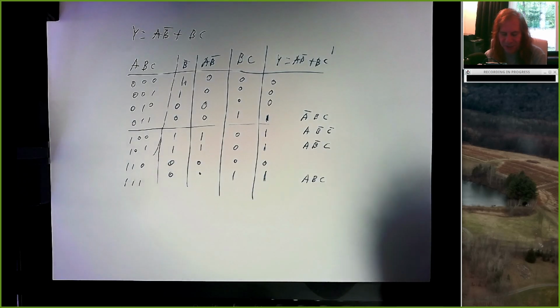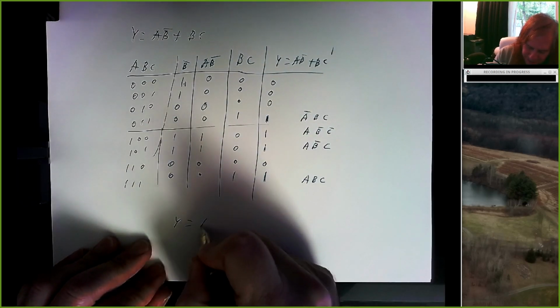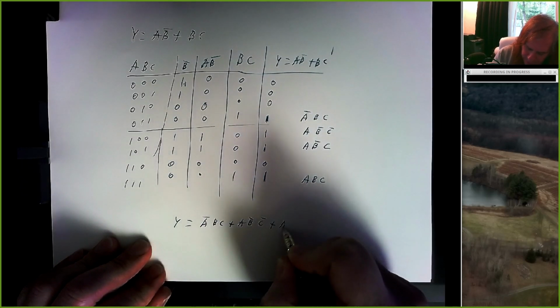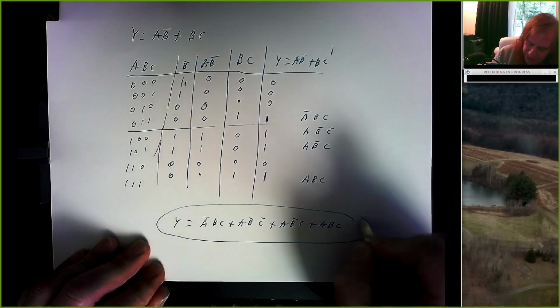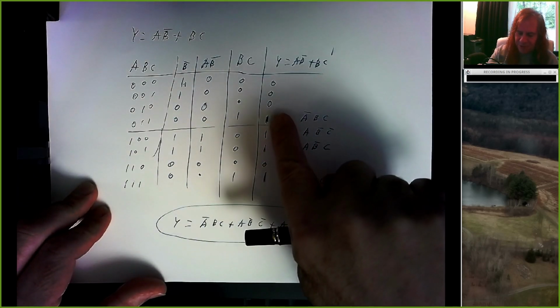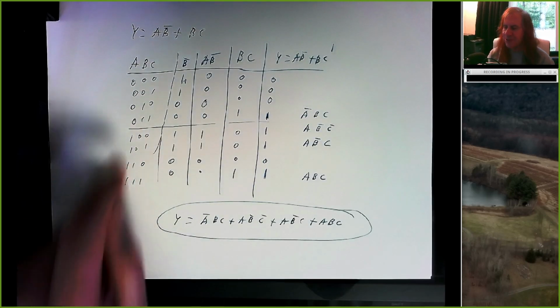And since we want Y to be 1, if this is true, or this is true, or this, we can OR these together. And there is an equation for Y in terms of A, B, and C. And that's very methodical. We don't need any insight or intuition. We simply look at each row where the output should be a 1. We write an AND expression corresponding to that row, and then we OR those expressions together.